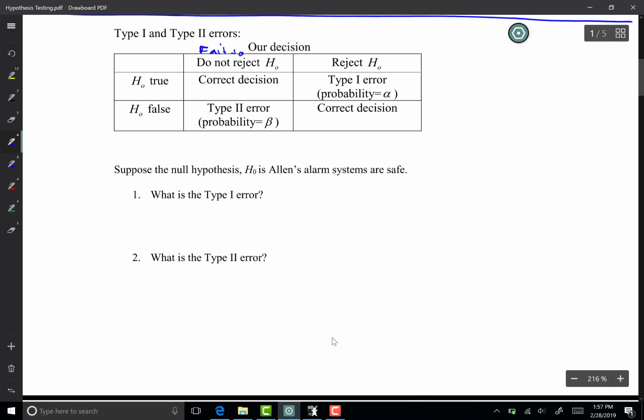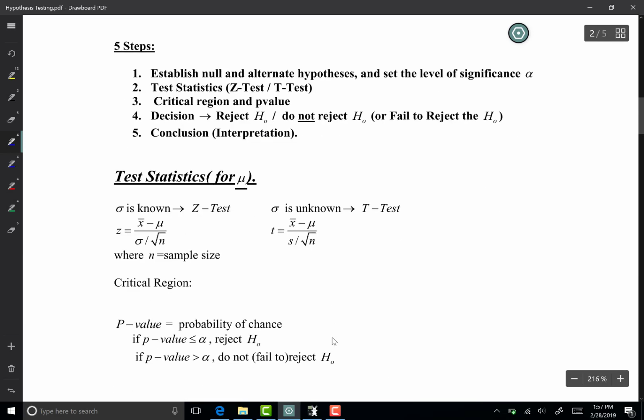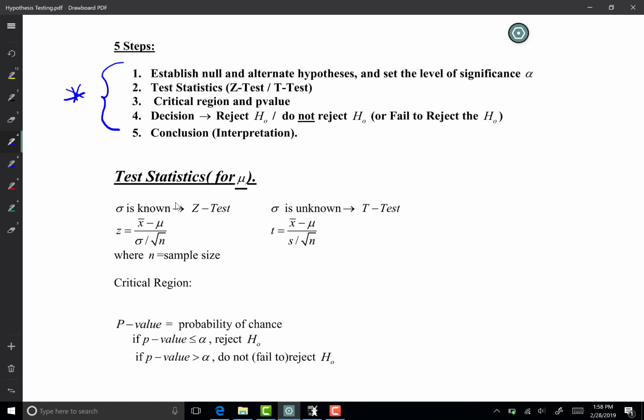Okay, let's look at an example. So with the hypothesis testing, what I recommend and what I'm going to have you do on the weekly test and our final, our exam 2 and our final, is these 5 steps. Now in Newton, it'll ask you bits and pieces of these. So what I'm going to do is go through an example using all 5 steps.